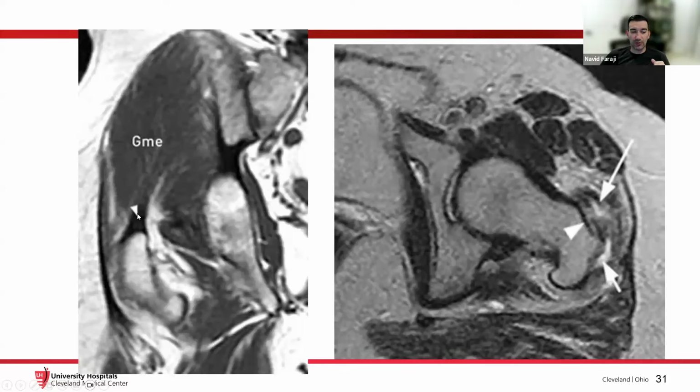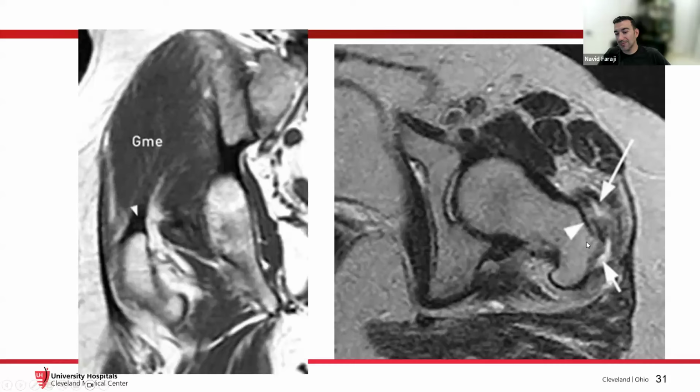Similarly, here's a normal gluteus medius tendon, very, very low signal intensity. And then on this non-fat suppressed proton density, we begin to see a little bit of bright signal indicative of bursitis. And we can see here's a low signal intensity tendon, which is partially disrupted in this area by this intermediate and bright fluid signal.